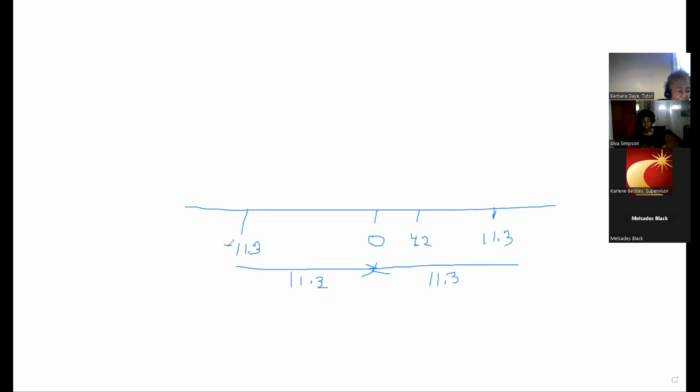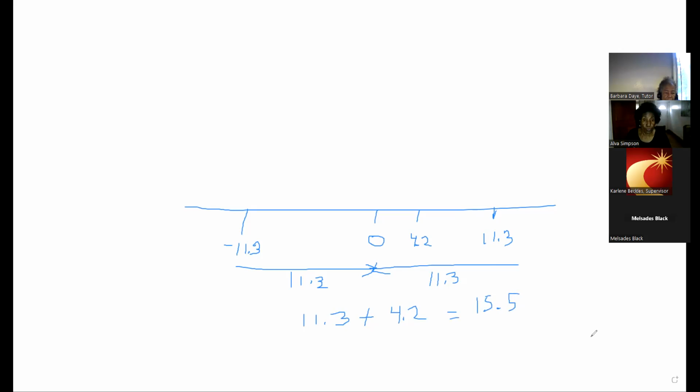Okay. So from minus 11.3 to 0 is 11.3. From 0 to 4.2 is 4.2. So if you add those two, you get how much you moved. You move 11.3 plus, say, 4.2. And what does that give you? 15.5. And this may not be exact, but this is the principle of the thing. 11 and 4 is 15, and 0.3 and 0.2 is 0.5. So the distance you moved would have been 15.5.